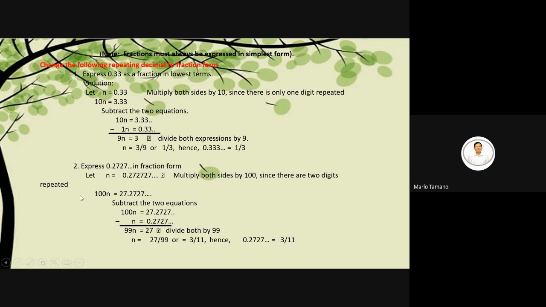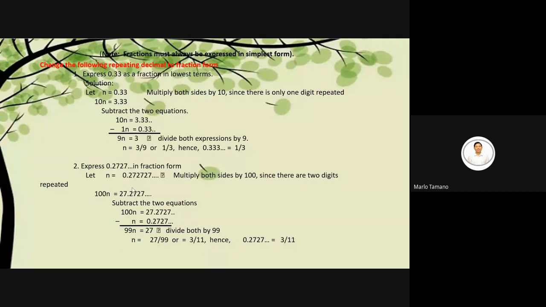Number 2, express 0.2727 in fraction form. Now, what did you notice? The repeating decimal is the repeating number or what you call this? Digit which is repeated ay 2 and 7. Tama? Opo. Yan. So multiply both sides by 100 since there are 2 digits repeated. Dalawa po, no? Na digit, no? 2, 7 po ang nauulit. So 27, 27, 27, walang hangganan.